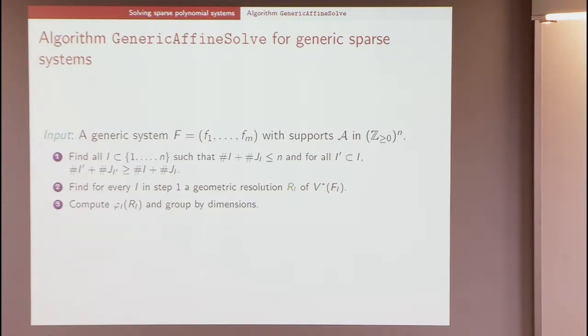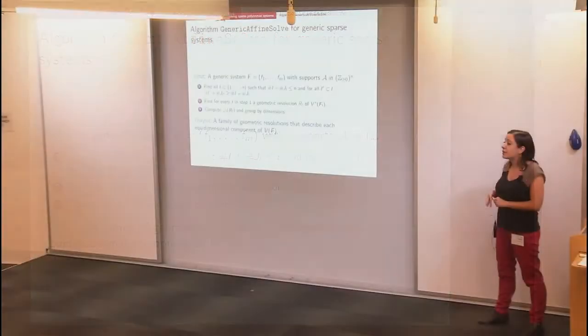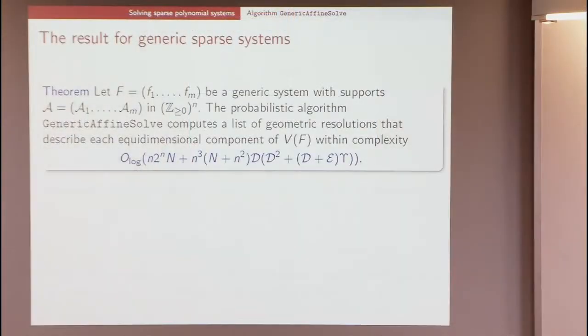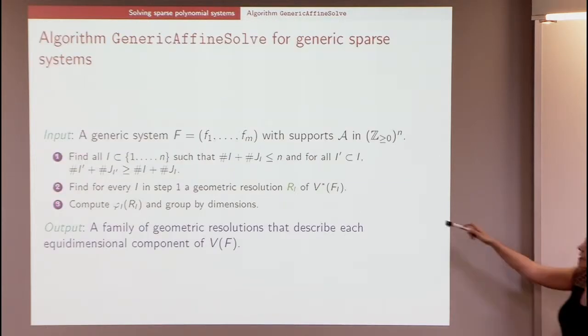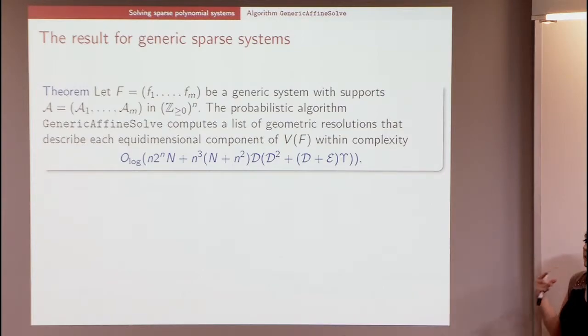So adding 0 to the corresponding coordinates and grouping by dimensions, we have a geometric resolution that describes each of the equidimensional components of the variety defined by f. And this algorithm is a probabilistic algorithm because of this step here, and it's going to have a complexity that is written in combinatorial invariants similar to the ones from before, but the first one, unfortunately, is exponential and cannot be disregarded because we can have an exponential amount of irreducible components.